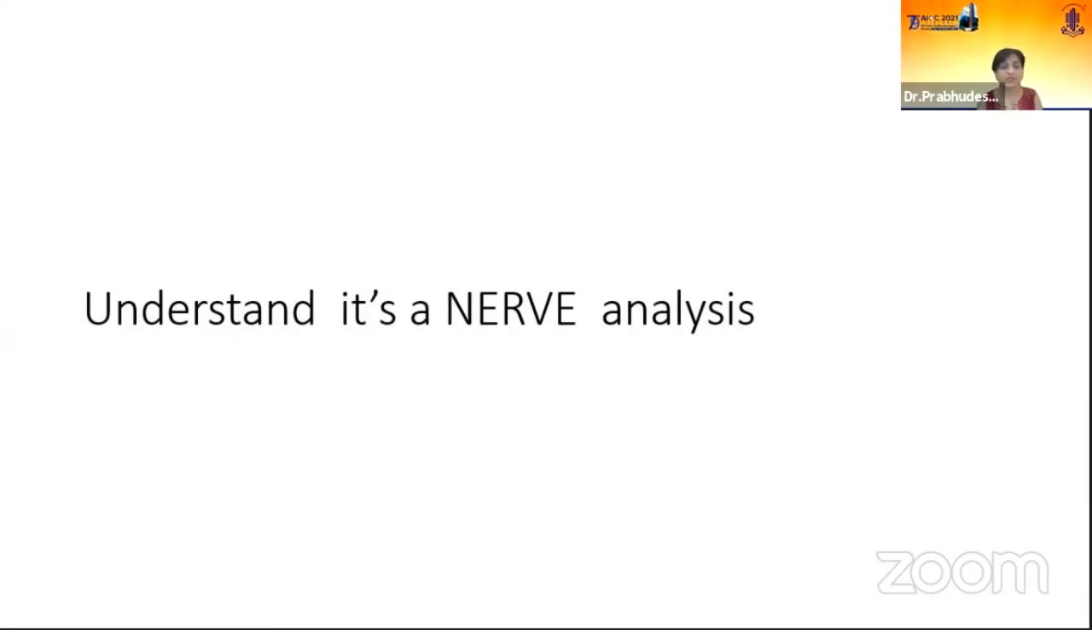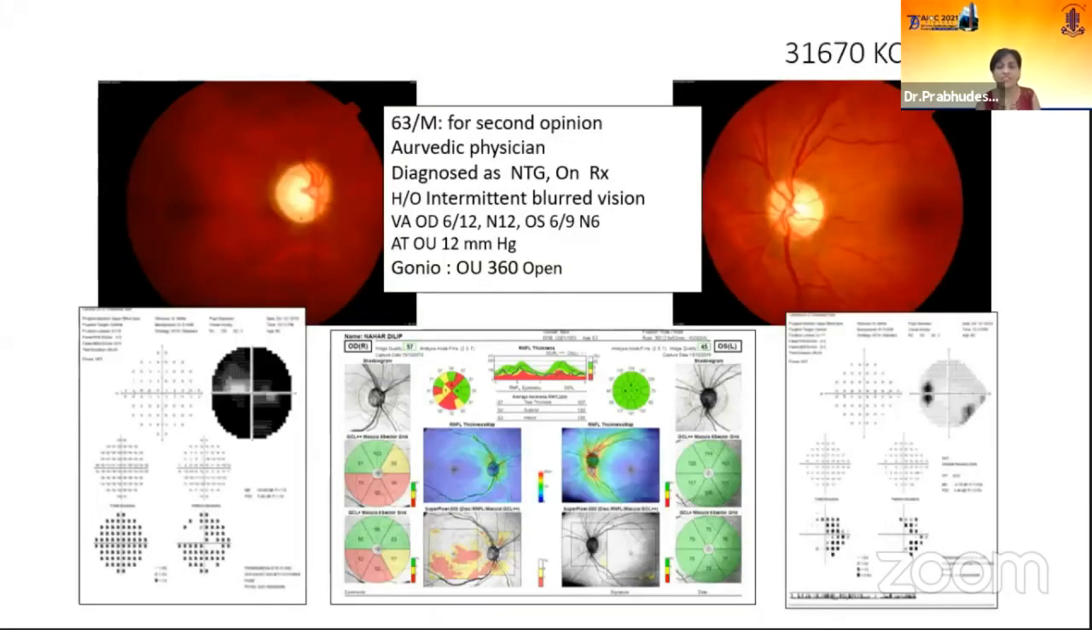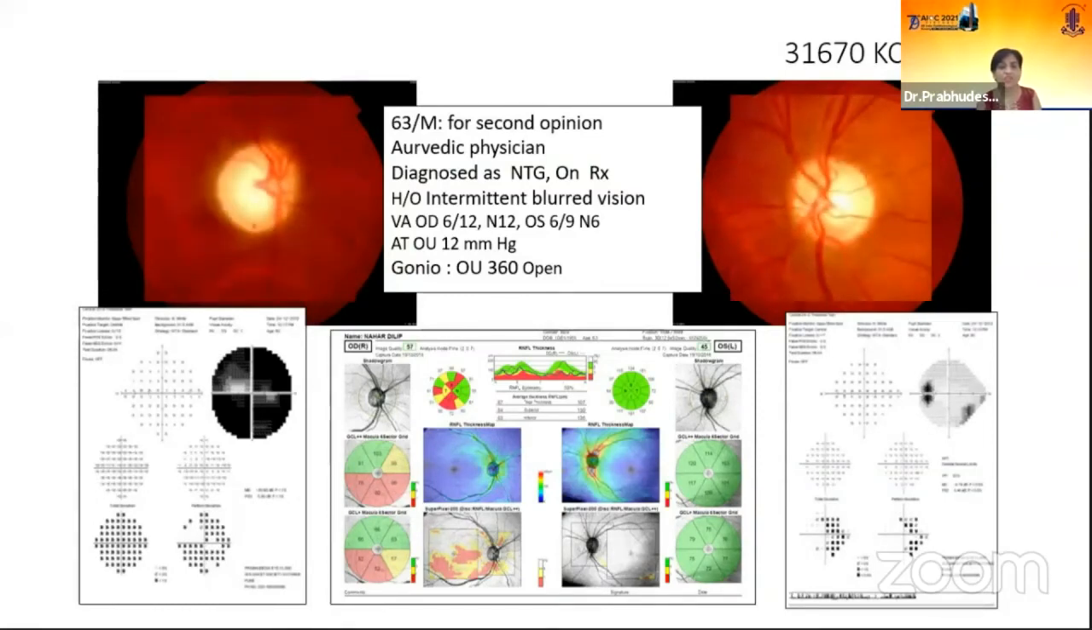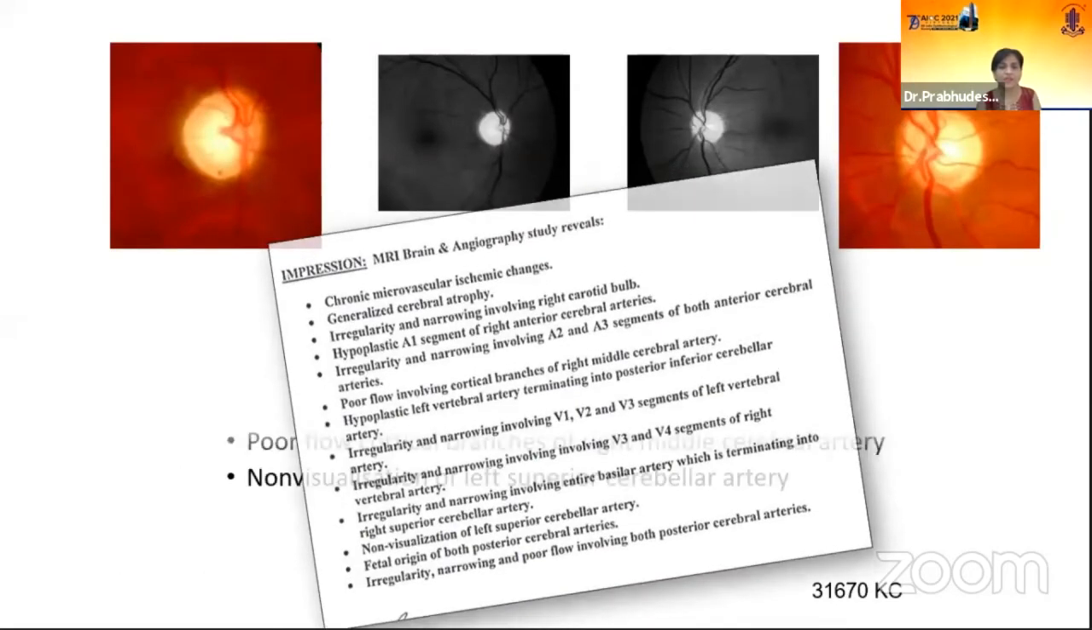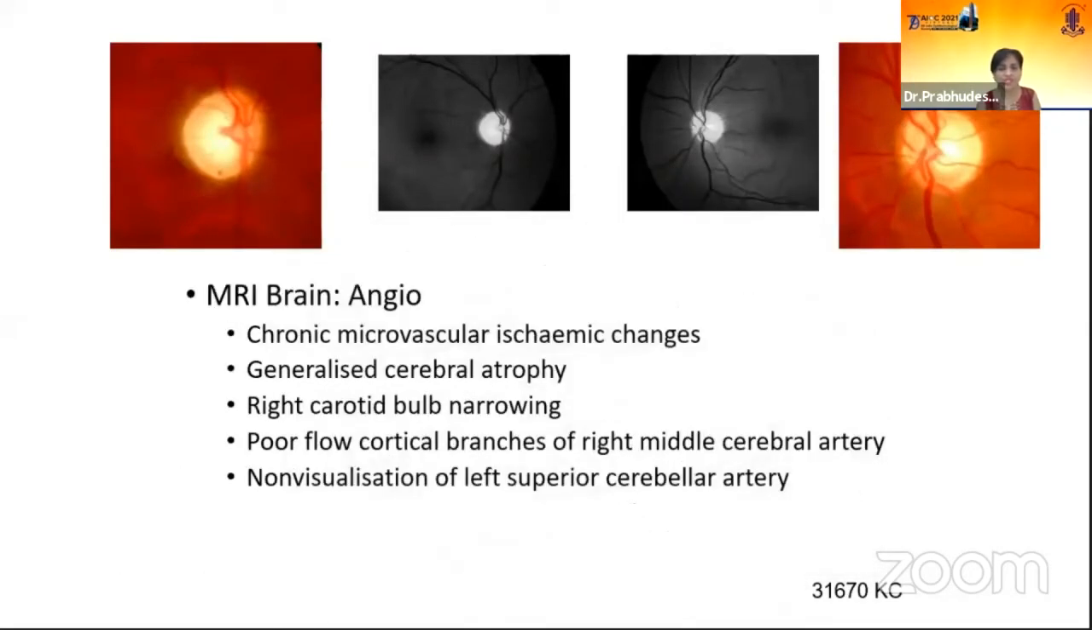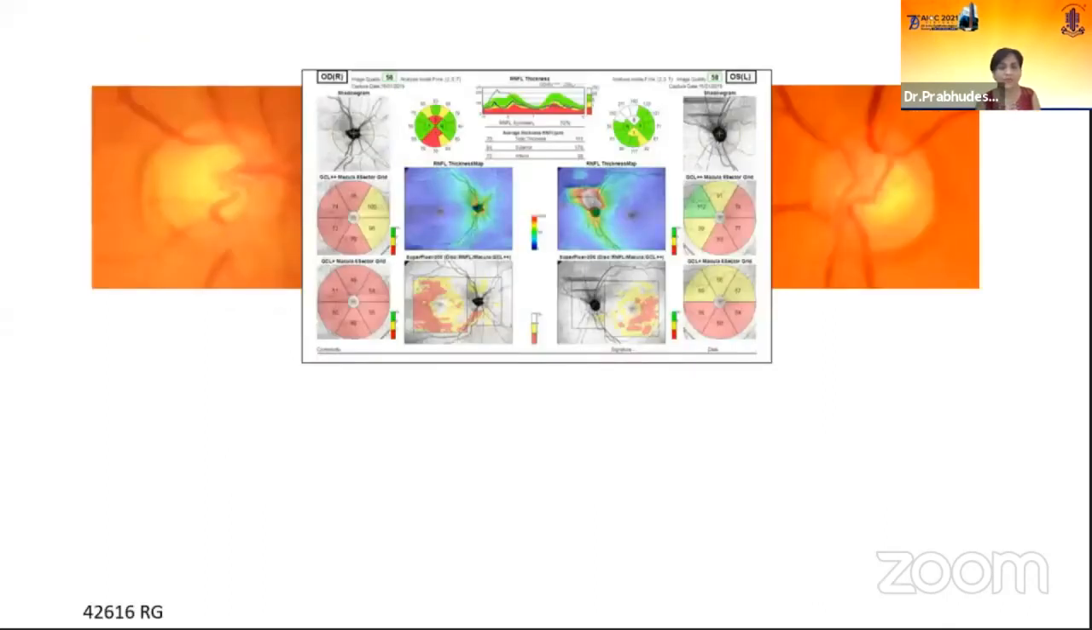So most important thing is OCT will show any nerve abnormality because basically it is a nerve analysis. So in this patient, you can see that the pallor was more than cupping and these were his fields. When they did OCT, right eye is showing damage, but it is disproportionate. So when we asked the patient to do MRI, the patient had multiple problems like microvascular changes, cerebral atrophy was there, even carotid bulb narrowing was there. So something else other than glaucoma also can be diagnosed on OCT.